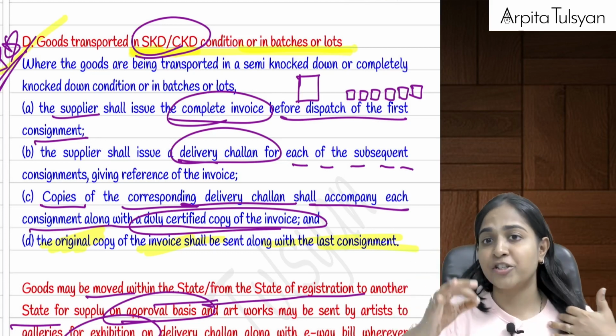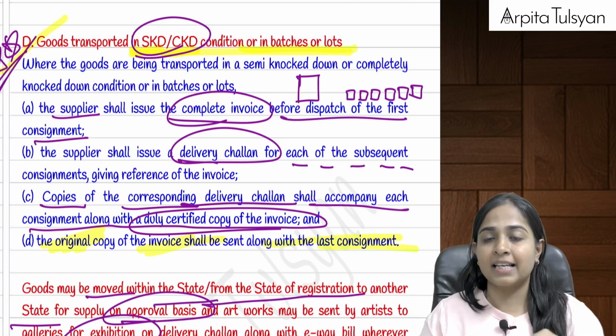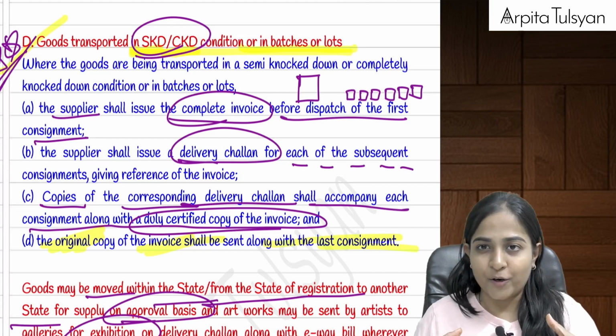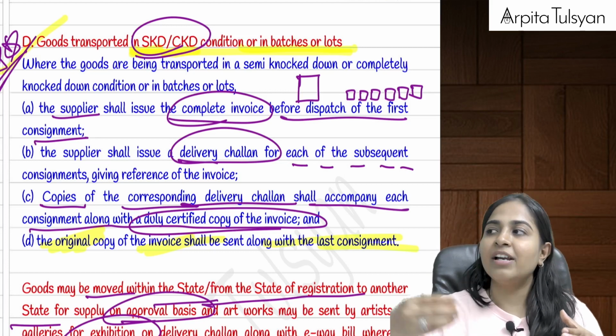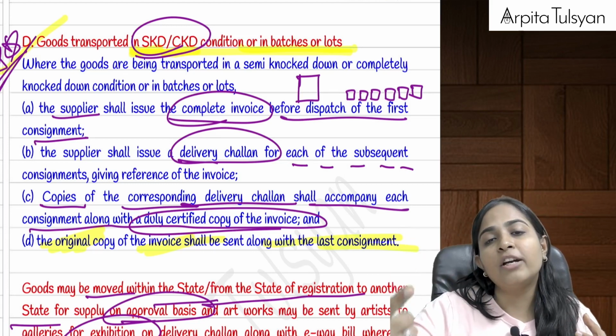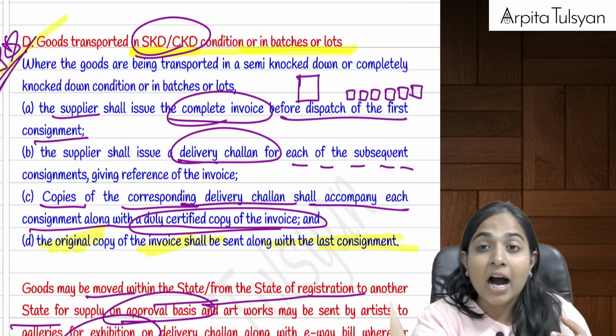Okay, when I am dispatching the first lot, at that time itself, I will make the tax invoice for the total quantity. But I will not issue you the original invoice. I will issue you the copy of delivery challan and the certified copy of the invoice. So ma'am, when will you give me the original invoice?